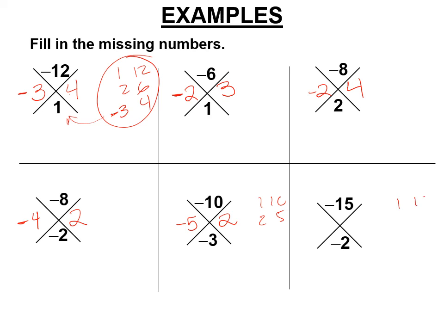Here 15, it's 1 and 15 or 3 and 5. Which one can I use to make -2? -5 and +3. So when you have this, you have more of the negatives. Up here, you have more of the positives. But you've got to have one of each if you have a negative number up top.